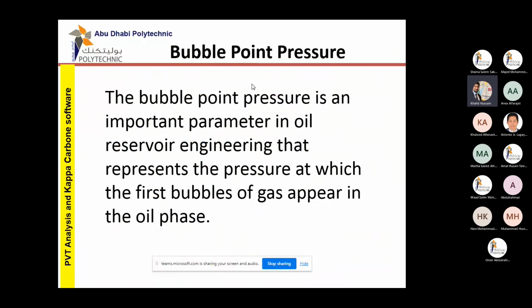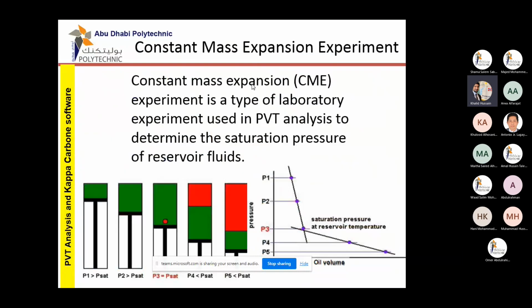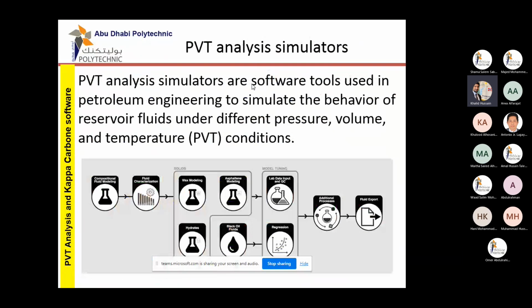Okay, so we have the lab experiments done, and now let's move toward the PVT analysis simulator. How many experiments have we done? We have done gas chromatography. What is that? To check the composition. And what is our second experiment? To find the bubble point.